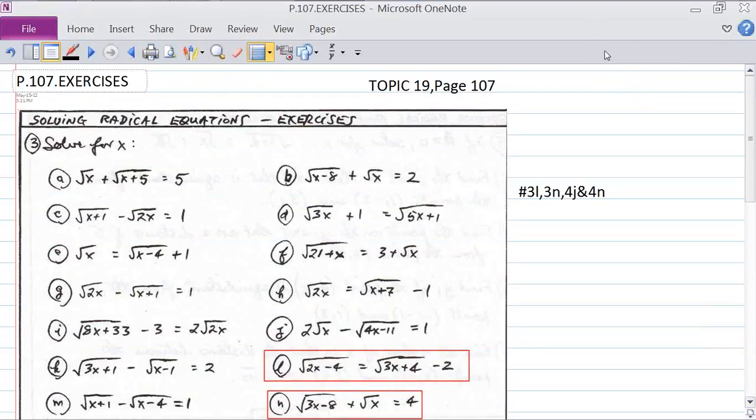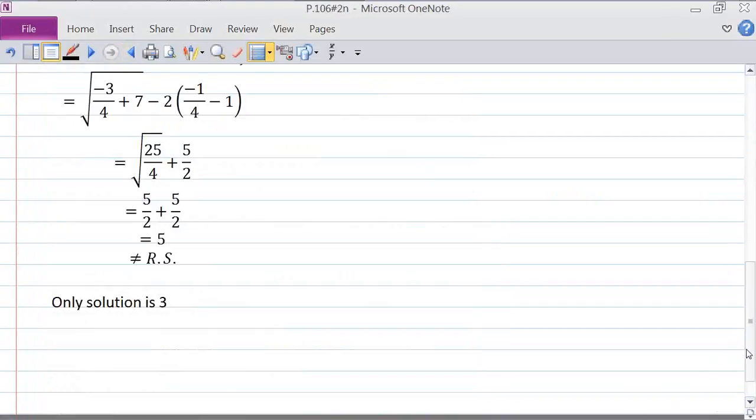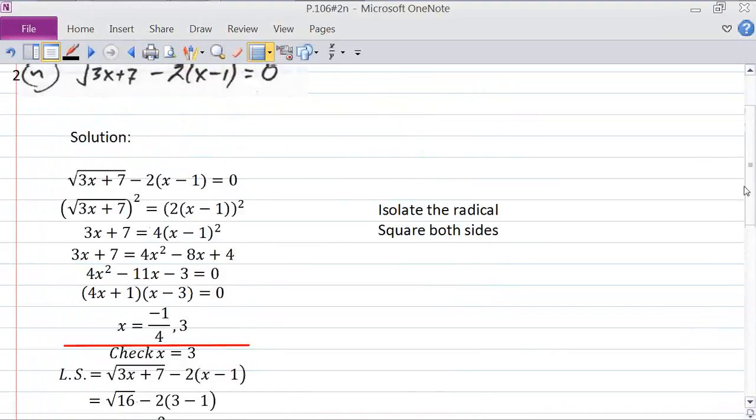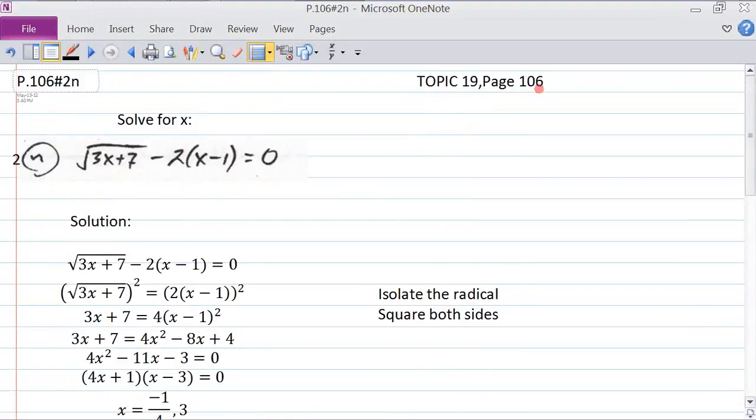So this completes our discussion of, let's go back a page here, sorry about that. Okay, so this is the last problem on page 106, and that completes our discussion.